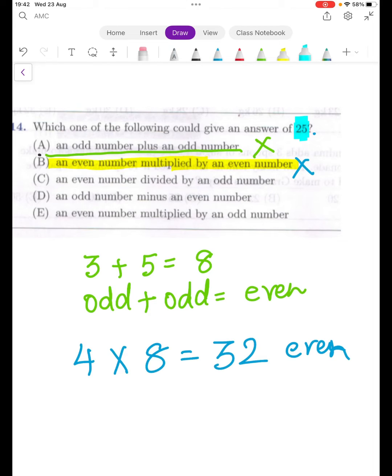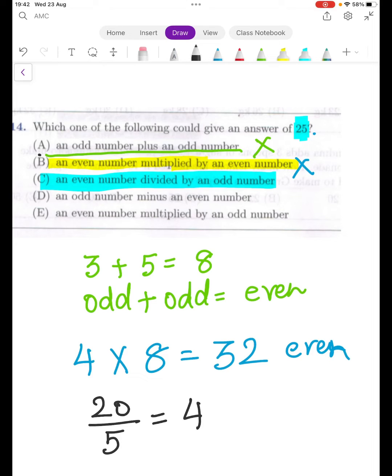The next one, let me highlight it. An even number divided by an odd number. Now let's try to work this out. An even number, let's try to take 20 divided by an odd number. Let's try to divide it by an odd number, which is a factor of it. 20 divided by 5, it will be 4. You can try different answers. Answers will always be even. It cannot yield an odd number. So our C option is not correct too.